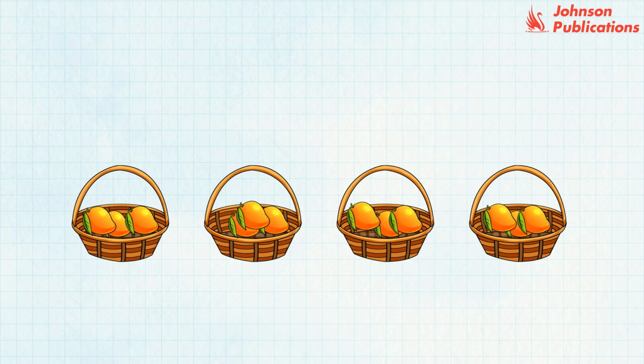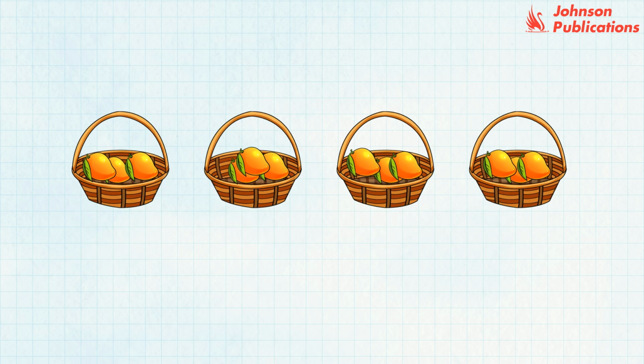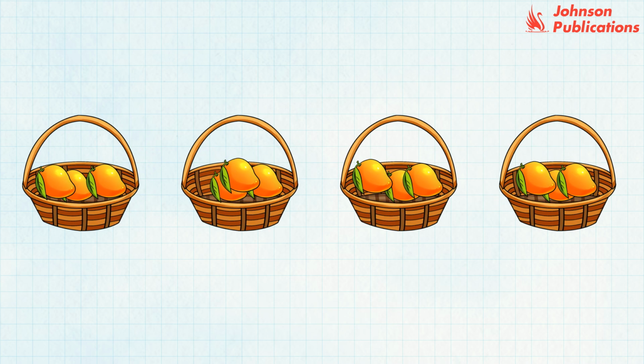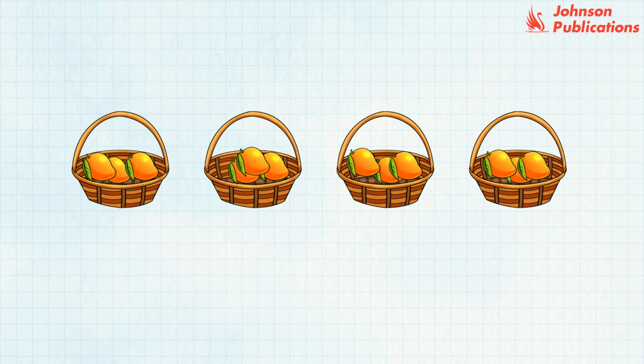He again puts 1 more mango in each basket. Now, he is left with 0 mangoes. So, each basket has 3 mangoes. In this way, 12 mangoes were divided equally. The division statement is read and written as 12 divided by 4 is equal to 3. This is the symbol used for division.